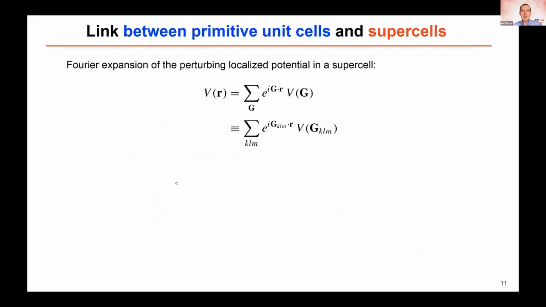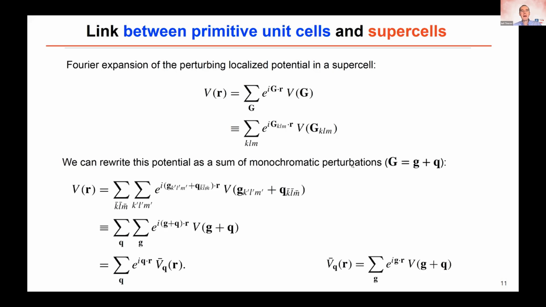Now we take the Fourier expansion of the perturbing localized potential in the supercell, V of r, and write it as the sum over reciprocal lattice vectors capital G, the phase factor exponential of iG·r, and the Fourier coefficients V of G. So this is the object written for the supercell. And then we can rewrite it in a bit more detail, because we know that G vectors depend on indices k, l, m, so we write it a bit more accurately. And here we use the result of the previous slide, that we can represent this capital G vector as the sum of the small g vector of the Brillouin zone of the primitive cell plus some Q vector.